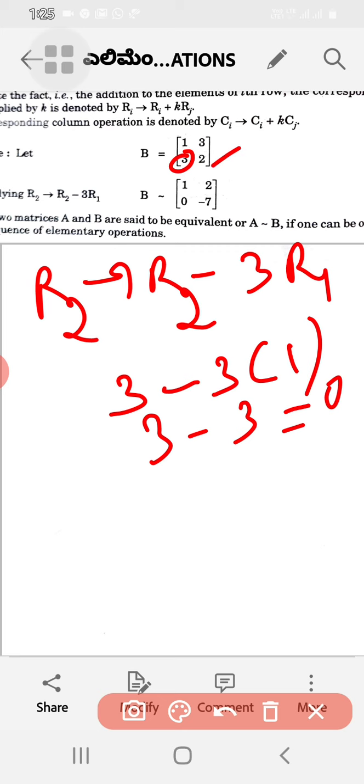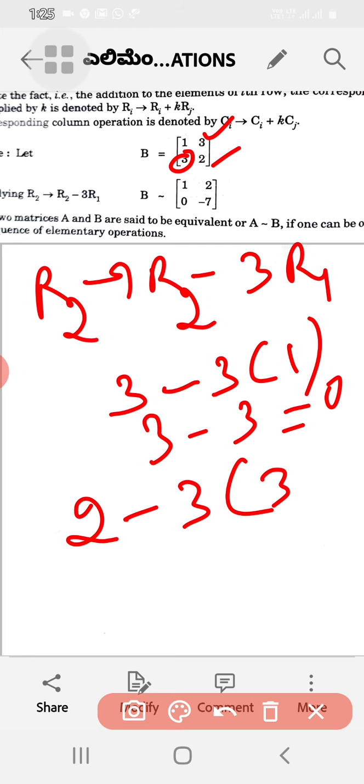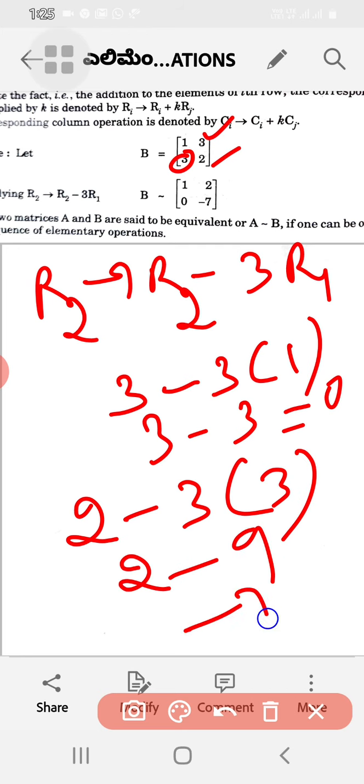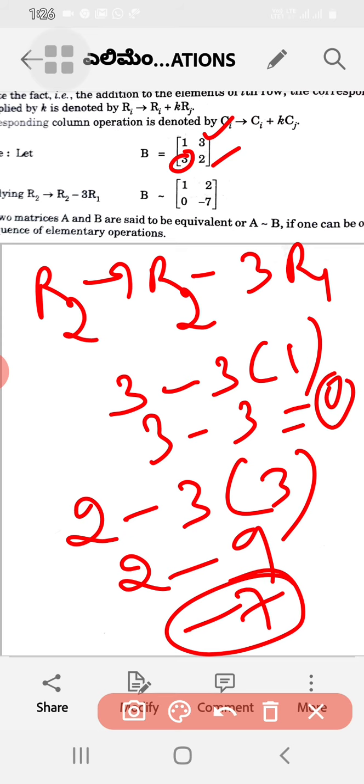What is the next element here? 2. So 2 minus 3 into, what is the corresponding element in the first row? That will be 3. So 2 minus 9, that will be what? Minus 7. So this is 0 and minus 7.